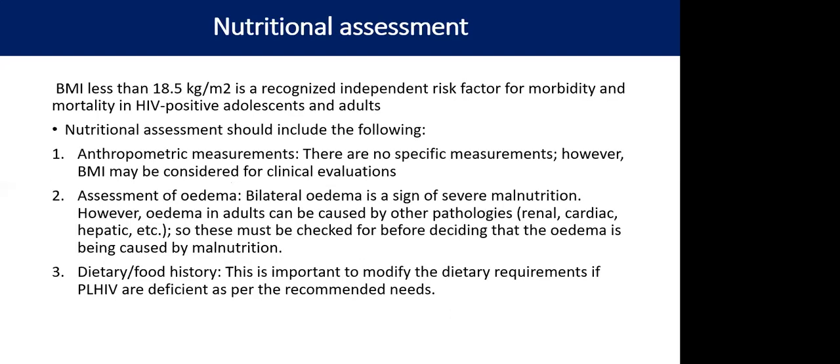Nutritional assessment is very important both for adults but most importantly for children with HIV. As we all know, BMI less than 18.5 is taken as one of the independent risk factors for morbidity and mortality in HIV positive adolescents and adults. This has been amply proved. So nutritional assessment has to be done very carefully. The weight and height in children have to be measured, and weight has to be recorded at all visits. In this context, we need to remember that we need to check our weighing machines as well, and also the stadiometer for measuring the height of the children.